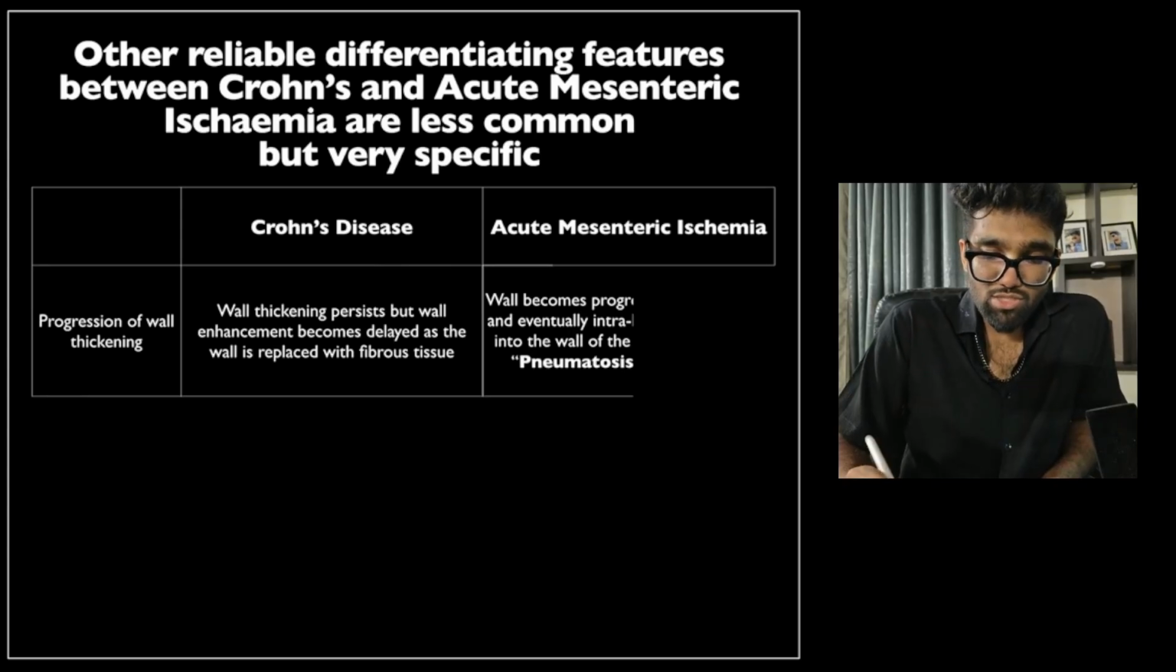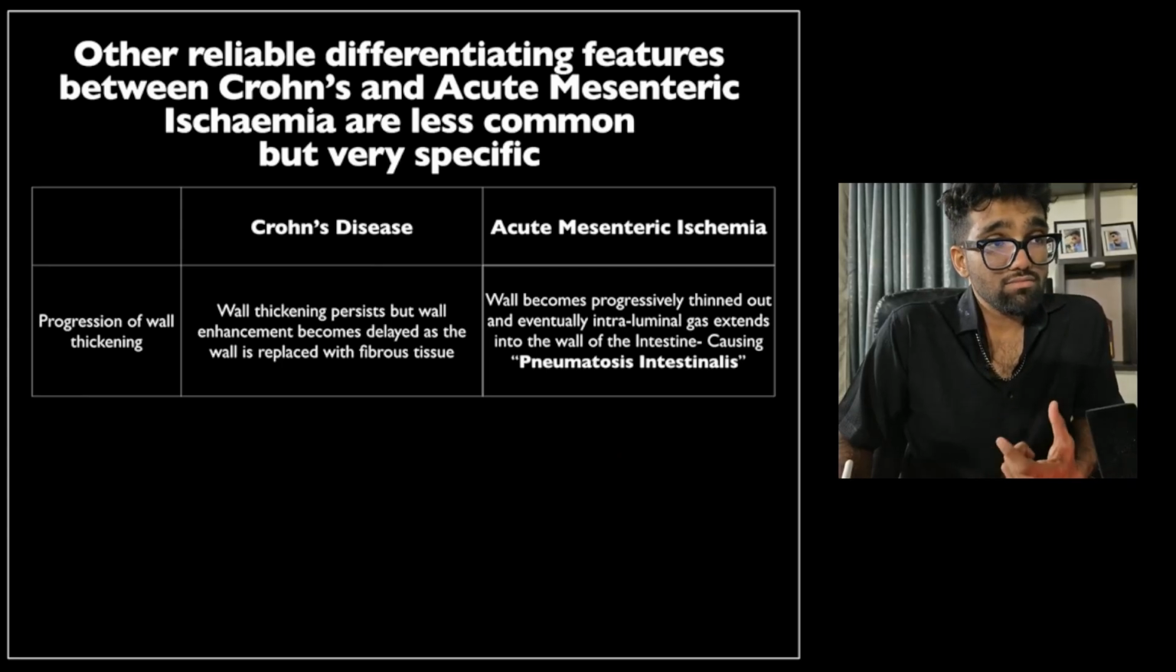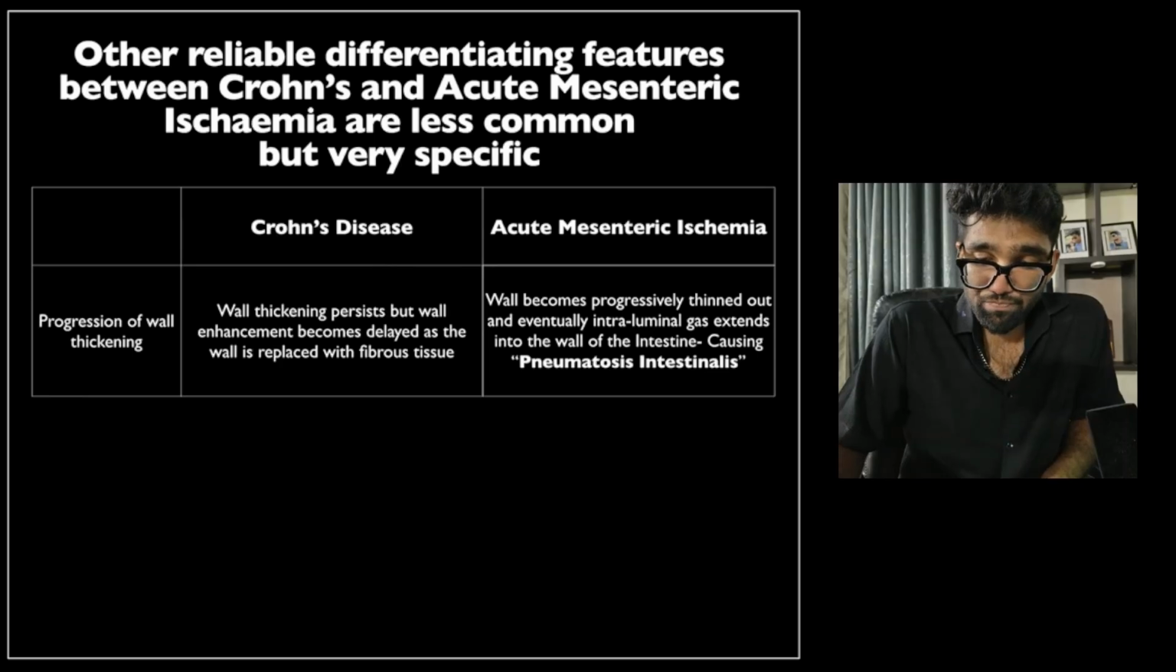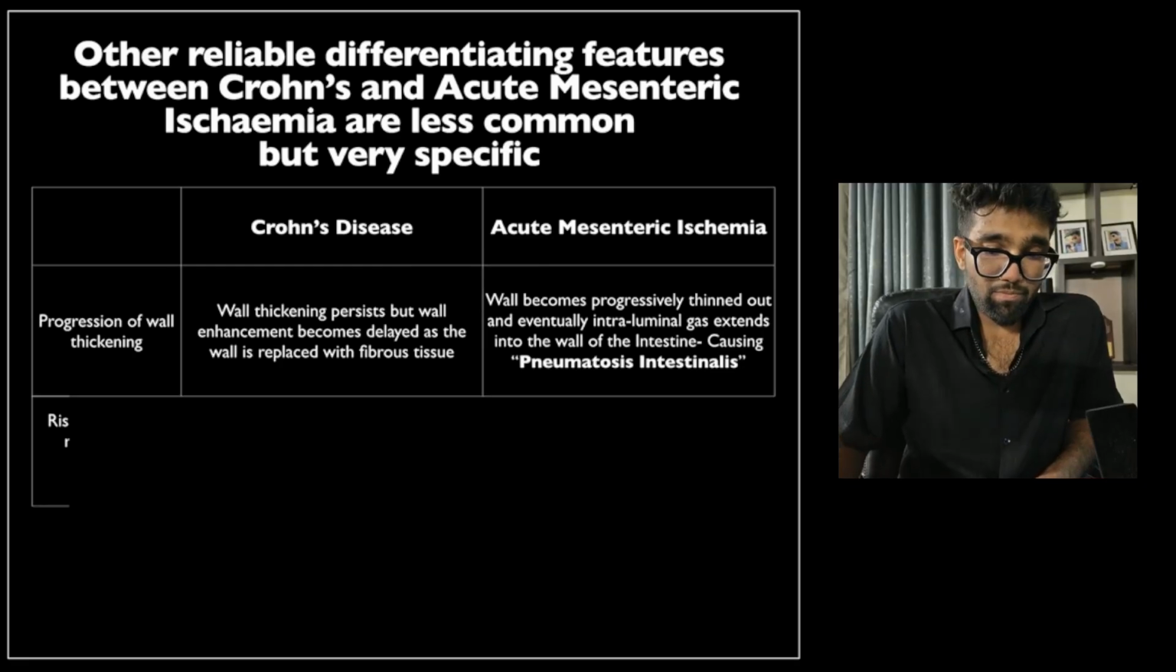And we usually say less than 3 millimeters is the cutoff for a thin wall, but this is in a distended bowel wall. Eventually there would be necrosis of the mucosa and the submucosa, resulting in pneumatosis intestinalis. Okay, Crohn's disease would not progress to pneumatosis intestinalis.